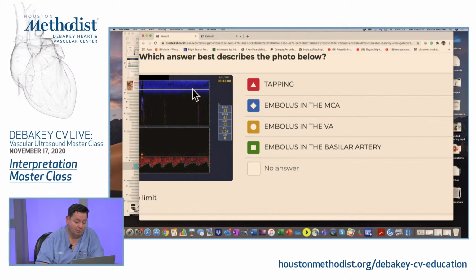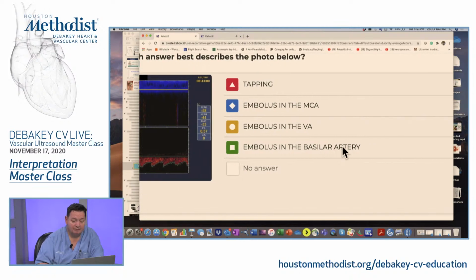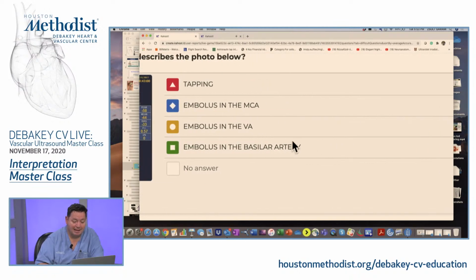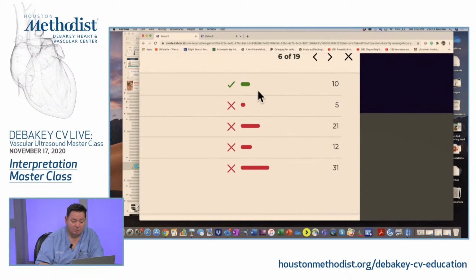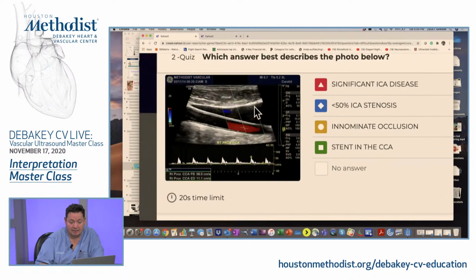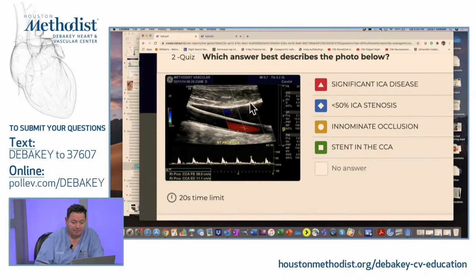So blue could be a vertebral or it could be a basilar, but definitely it was the tapping. So this was just one of those things that you need to differentiate: what is the true moving embolus and what is the not moving emboli?